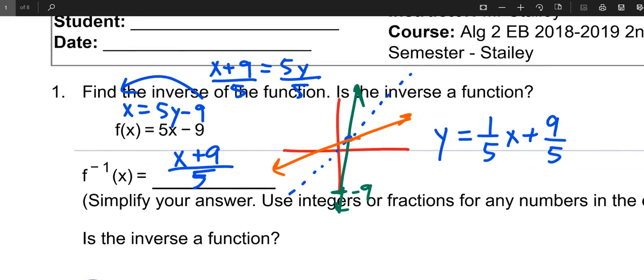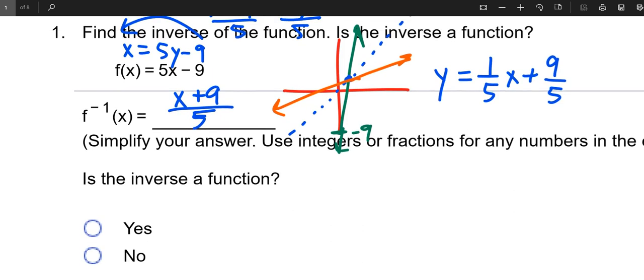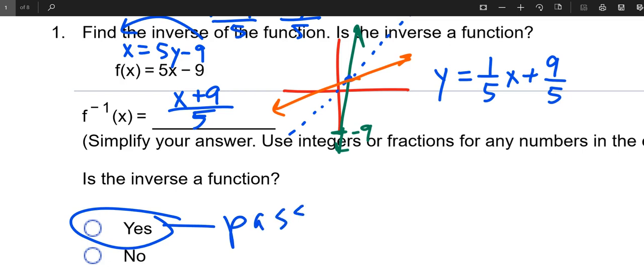We will practice more tomorrow, but I do want to ask this question. Is the orange one a function? That's a big yes, right? Passes the vertical line test. And we will complete these notes tomorrow.